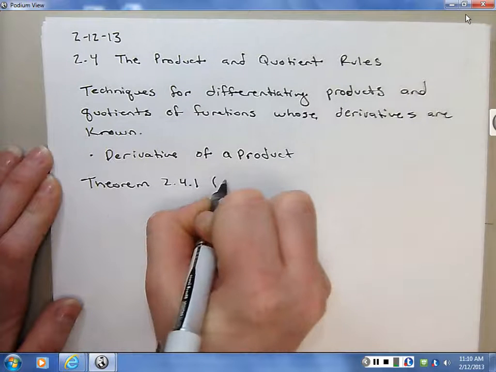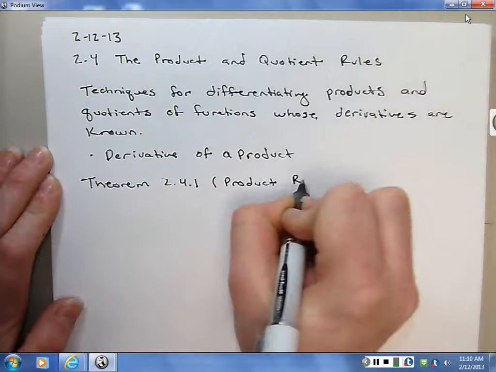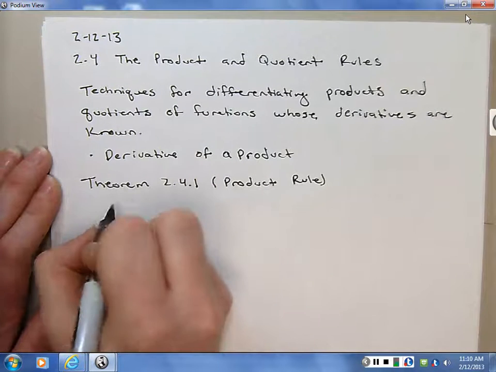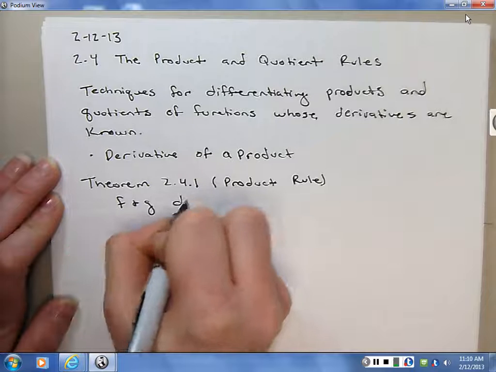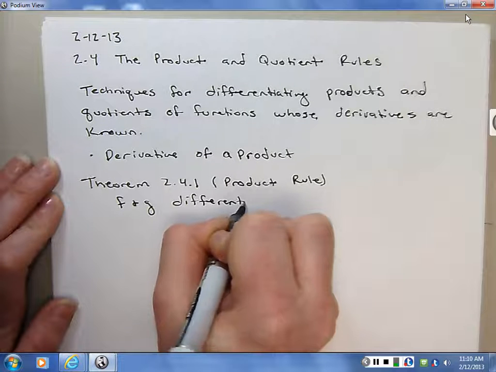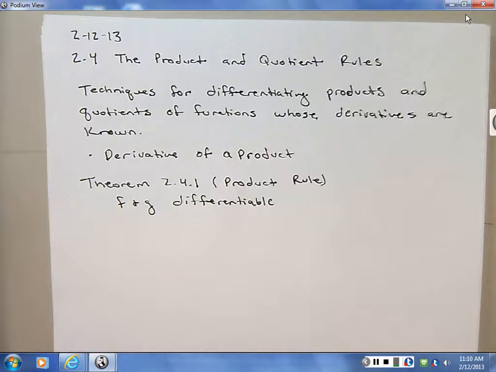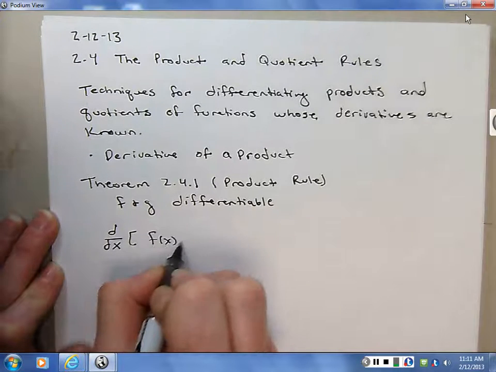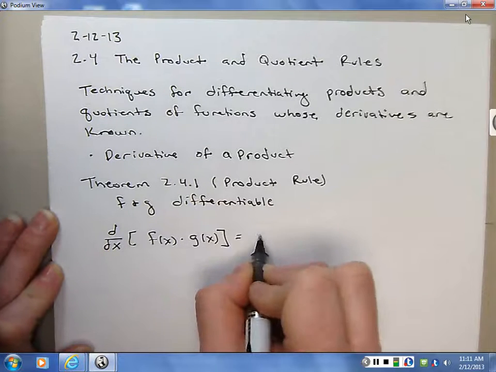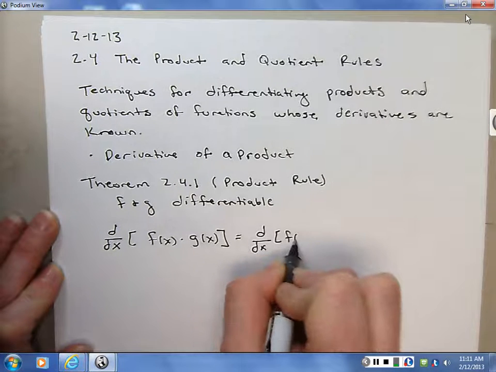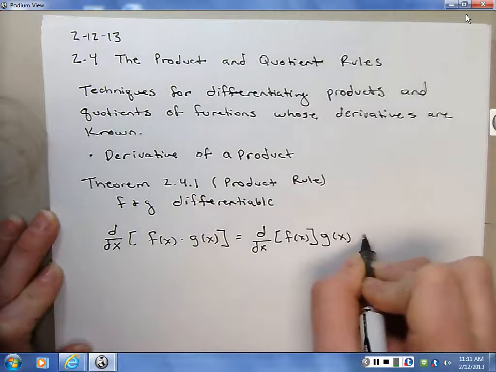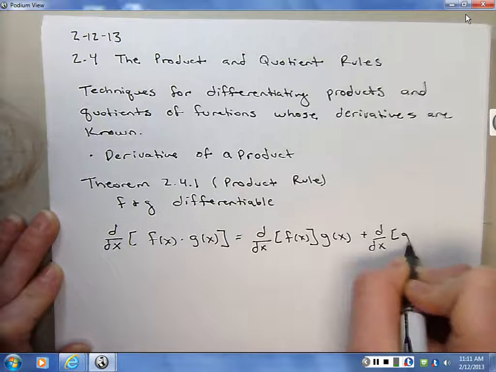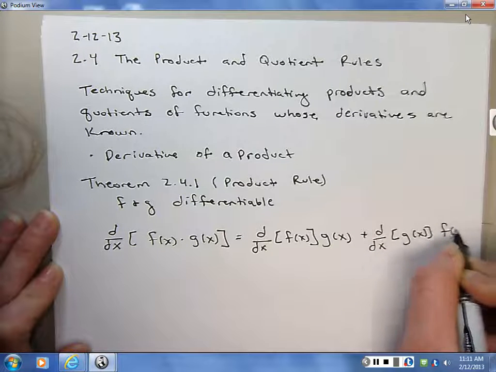So this is theorem 2.4.1, and this is known as the product rule. If I have two functions, f and g, and they're differentiable, something to keep in mind is that the derivative has to exist to be able to take the derivative. But we know from chapter 1 that if two functions are differentiable and I multiply them, that function is differentiable. So I'm looking at how to differentiate a function times another function. Turns out you take the derivative of the first function, hold the second function, plus the derivative of the second function, hold the first function. This is your formula.